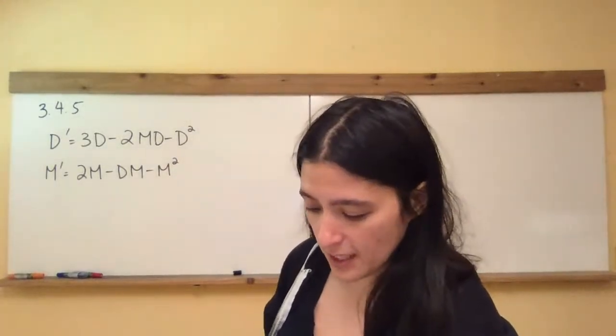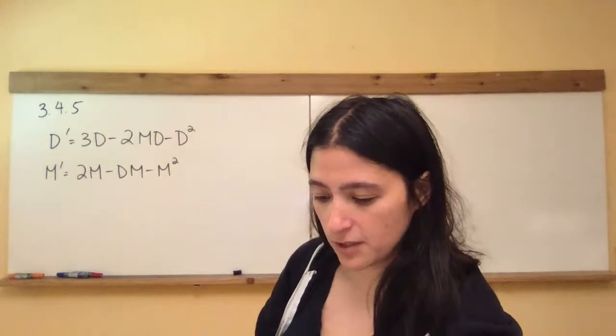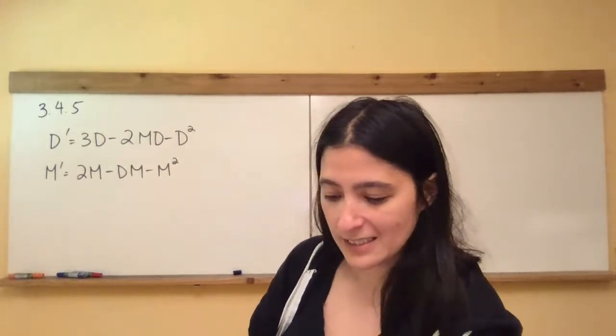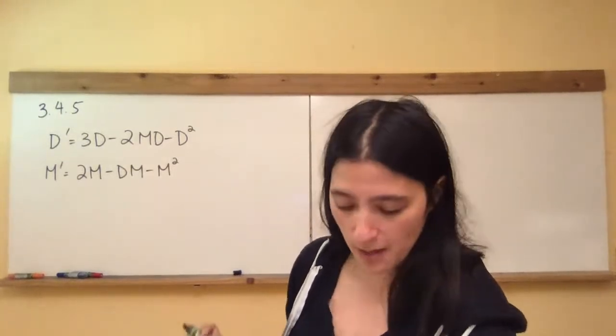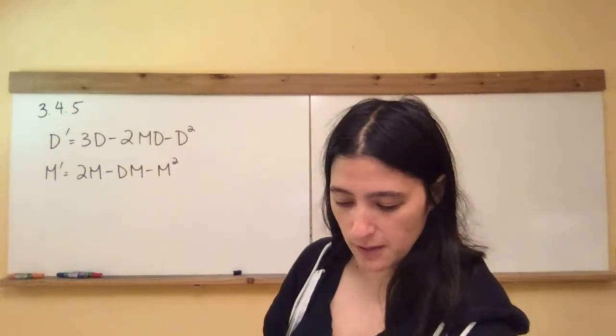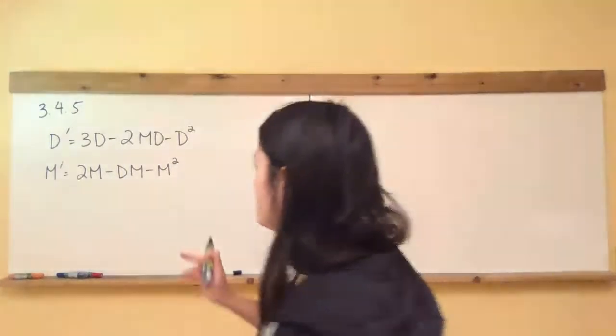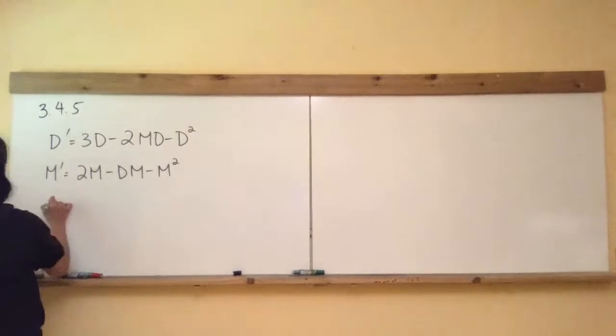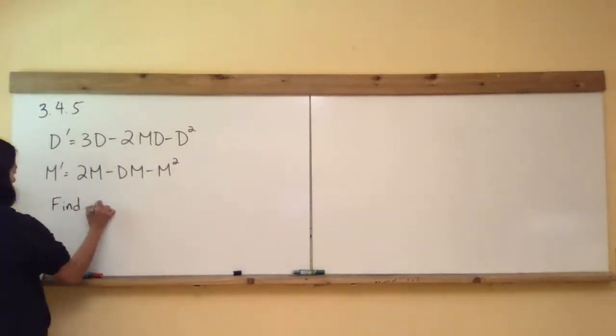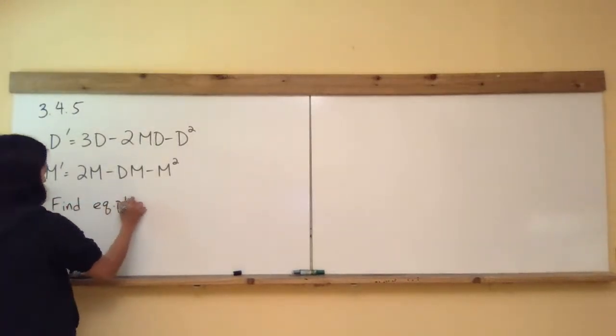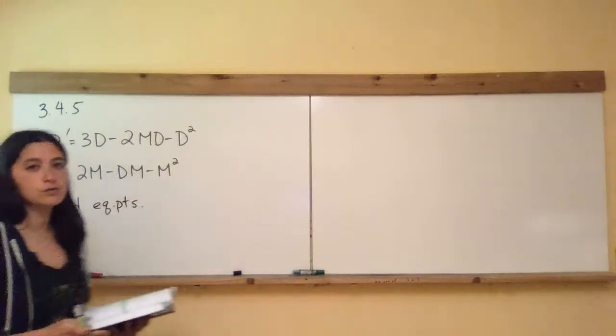3.4.5 says to find the model's equilibria, and 3.4.6 says to sketch the vectors on the M nullcline. Okay, so let's start at the beginning, where we're going to find the equilibria. Find all the equilibrium points.